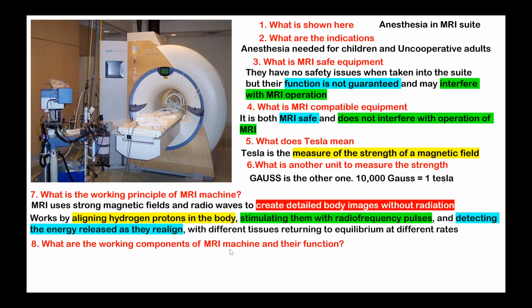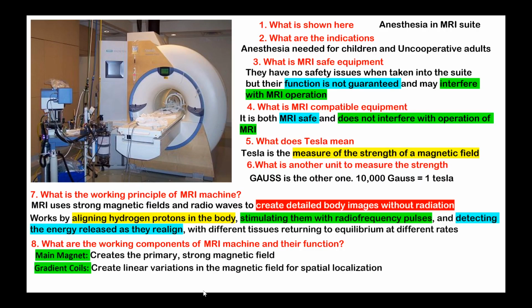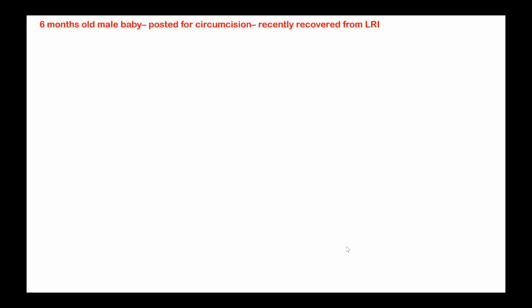What are the working components of an MRI machine and their function? The magnet, sir. They have a primary main magnet that produces a strong magnetic field. Then they have gradient coils to create linear variations in the magnetic field. Then they have radio frequency coils which transmit pulses and detect the weak signals emitted by the protons. So these are the three main components: main magnet, gradient coils, and radio frequency coils.